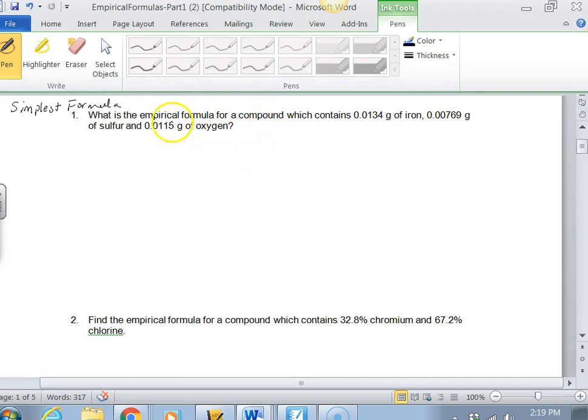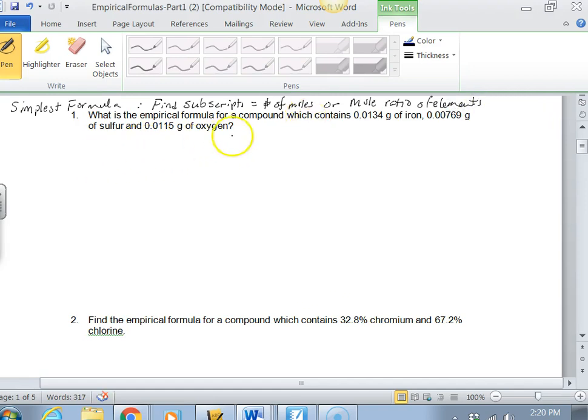What we're always looking for, the purpose, is to find subscripts. Those subscripts equal a number of moles per formula, and it actually represents a mole ratio of elements in the compound.